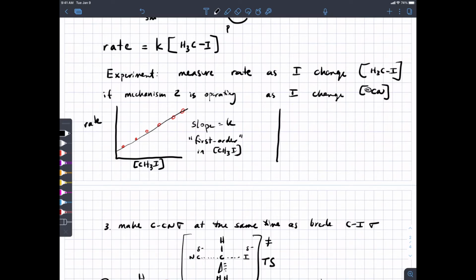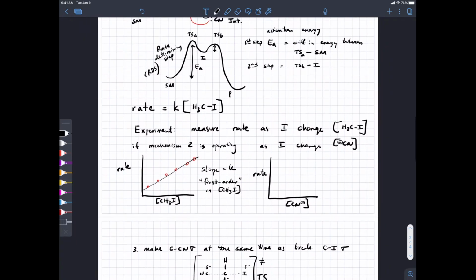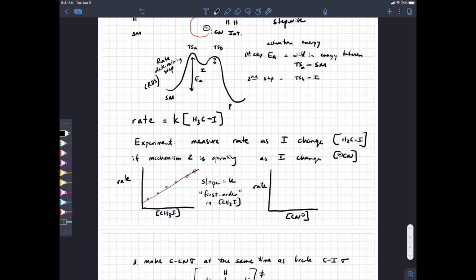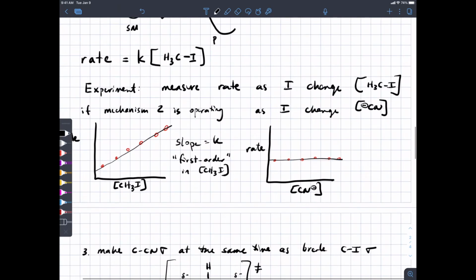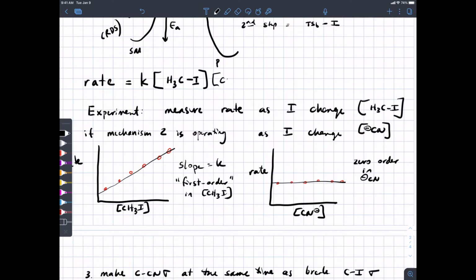Now, what should I expect if I change the concentration of CN minus for this reaction? I told you it's not involved, therefore I could change it and nothing would happen. We would call that zero order in CN minus. Meaning, okay, you can put CN minus in the rate equation, but it's raised to the 0 power, so it just ones out.